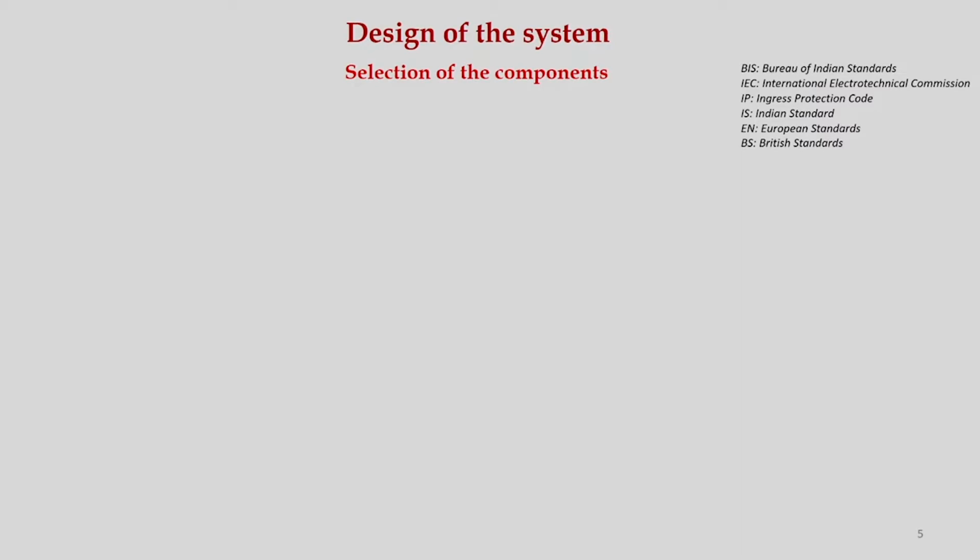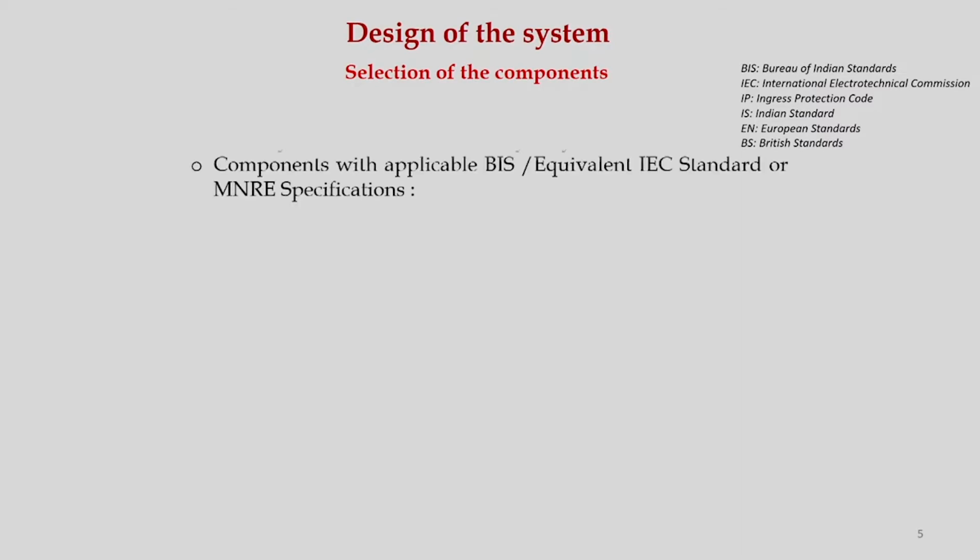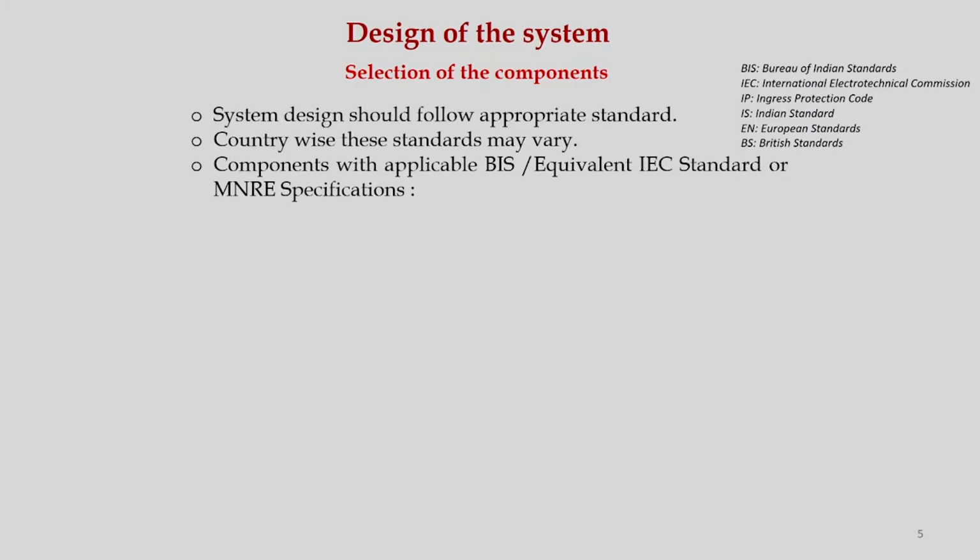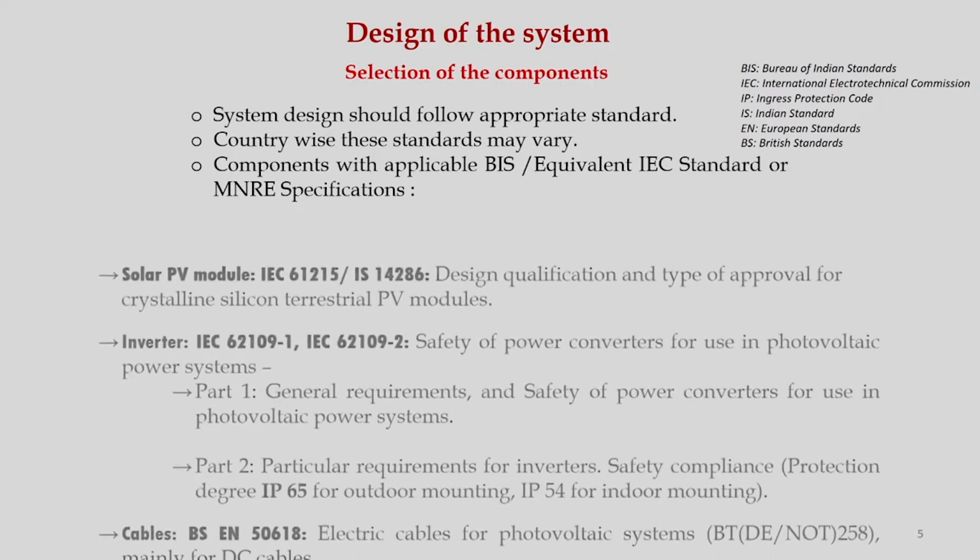Now come to the design of the system, the selection of the components. System design should follow appropriate standards. This standard may be BIS, IEC, IP, IS, EN, SS. There are many standards, but country wise these standards may vary. Components with applicable BIS or equivalent IEC standard or MNRE specifications used in India are something like the following.